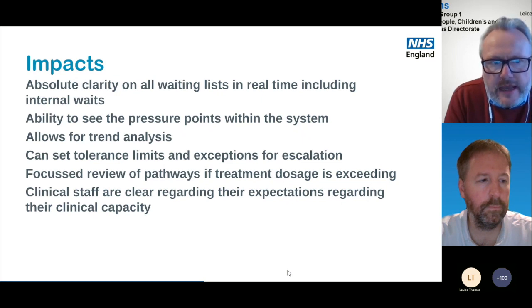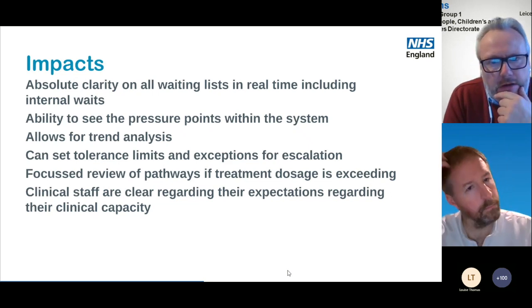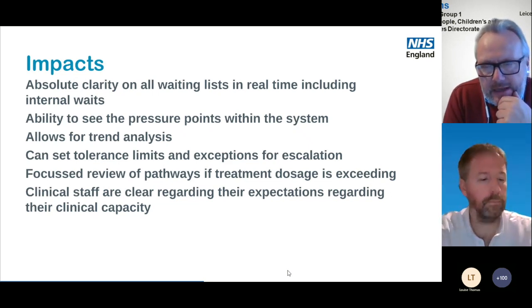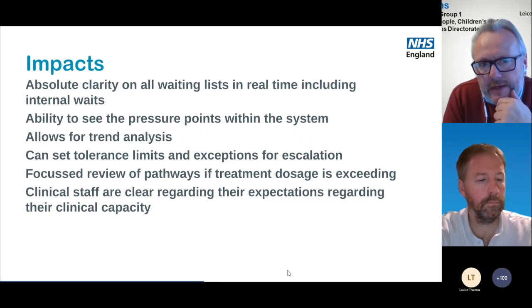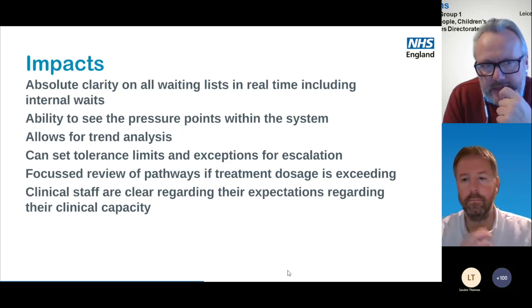We're also able to have a look at our treatment pathways, particularly if treatment dosage is exceeding. Within mental health, that does happen, and we would expect that to happen for a percentage of our patient cohort, but it enables us to look at that in more granular detail if there's a pattern of treatment dosage exceeding. So we might want to examine the reasons why.